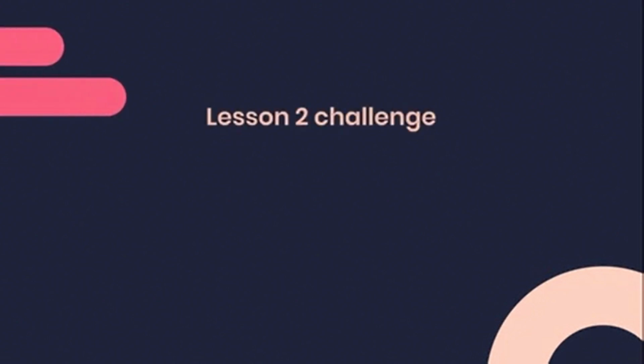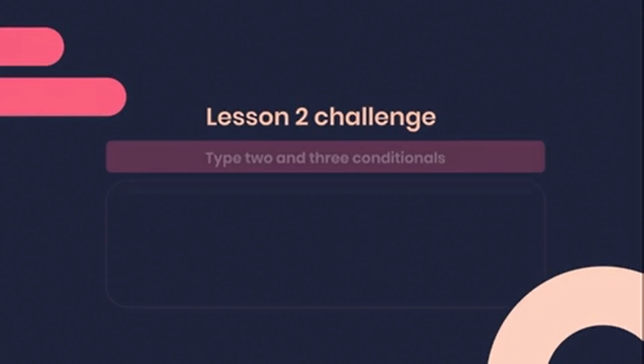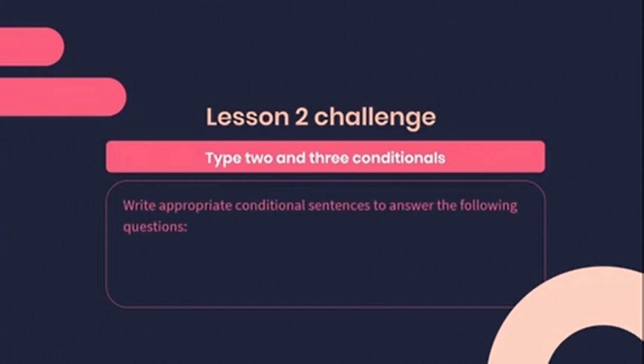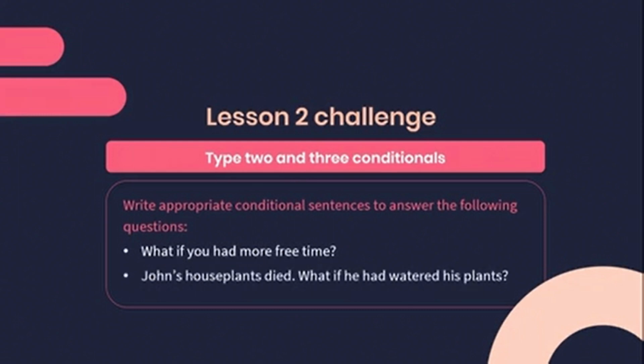But before we begin, let's chat about your Lesson 2 challenge and make sure we are still on the same page about Type 2 and Type 3 conditionals. In the last lesson, I challenged you to write appropriate conditional sentences to answer the following questions. What if you had more free time? And John's houseplants died. What if he had watered his plants?